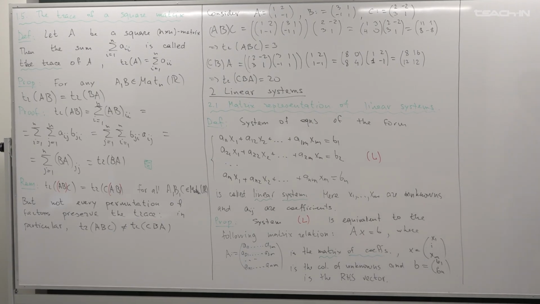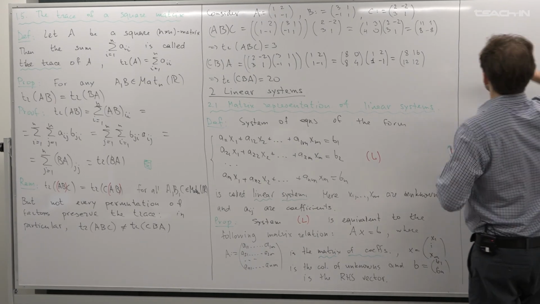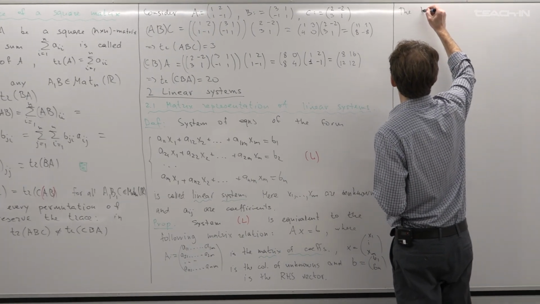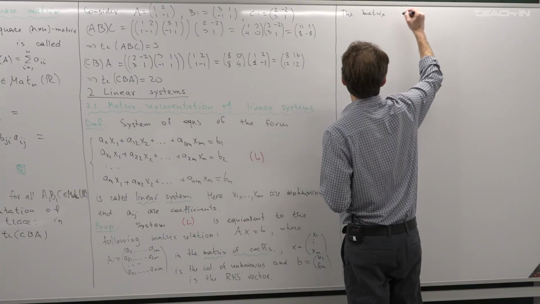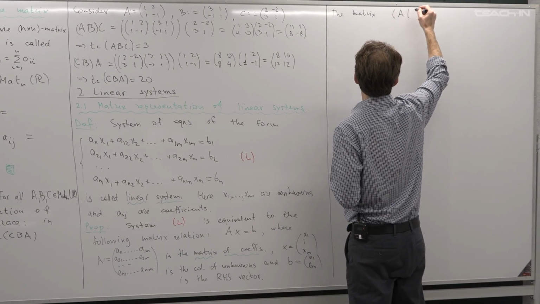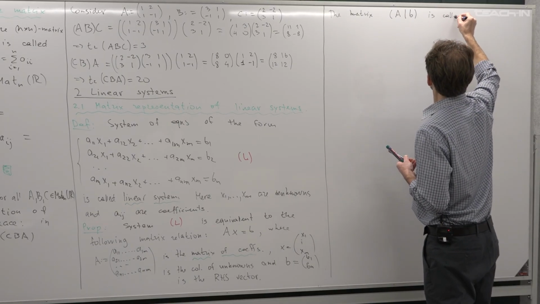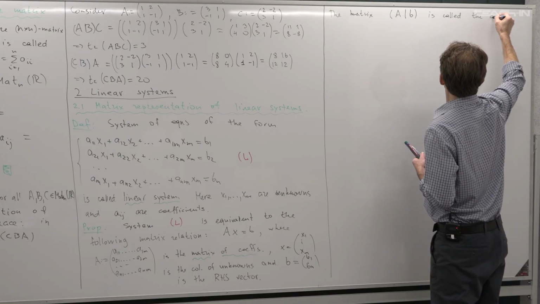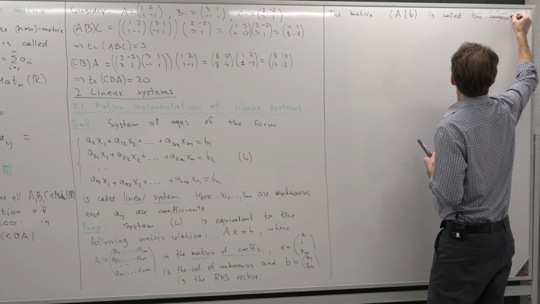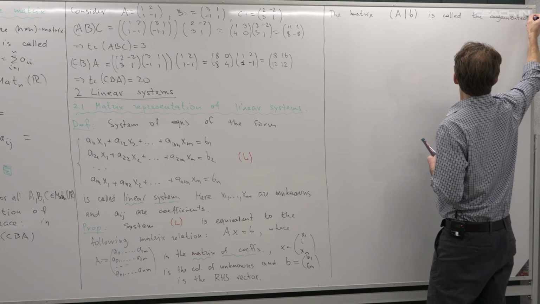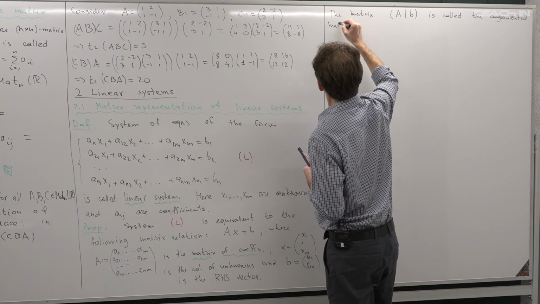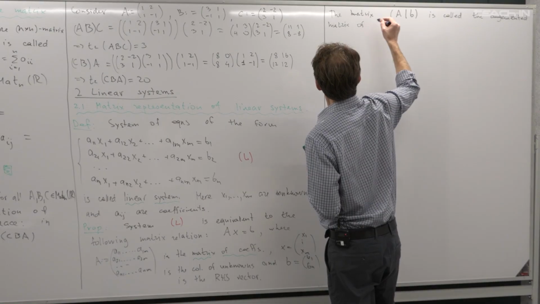Okay, so this matrix is called the matrix of coefficients, and along with this matrix we are going to consider another matrix. So the matrix A vertical line B is called the augmented matrix of the system L.